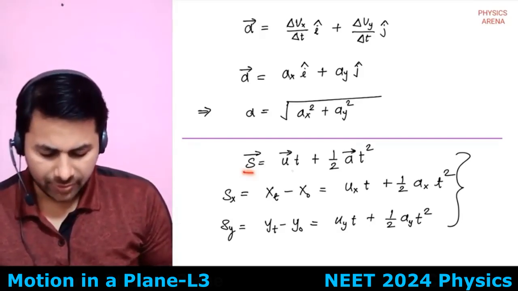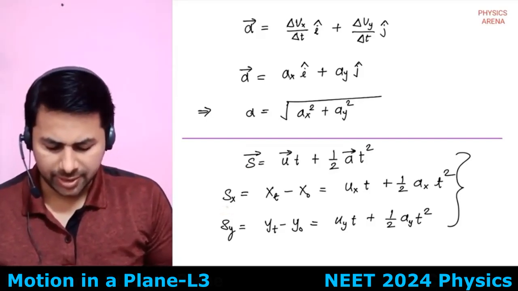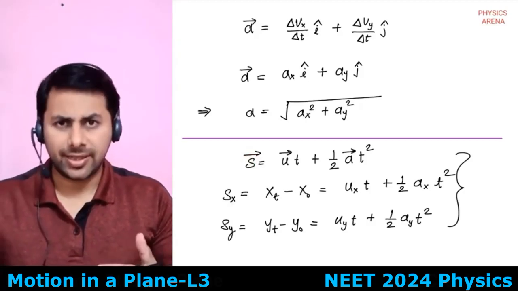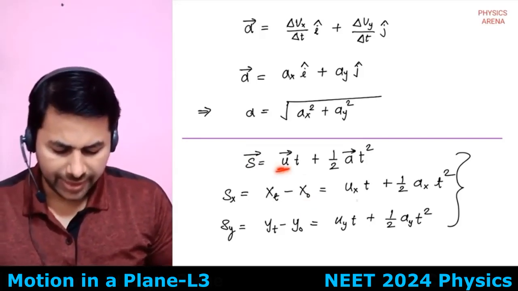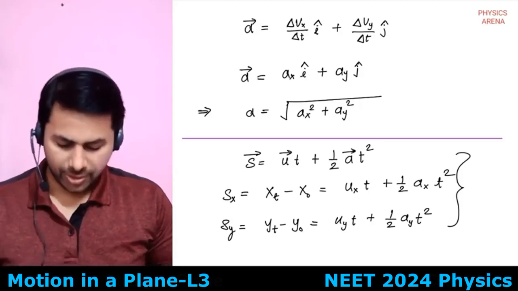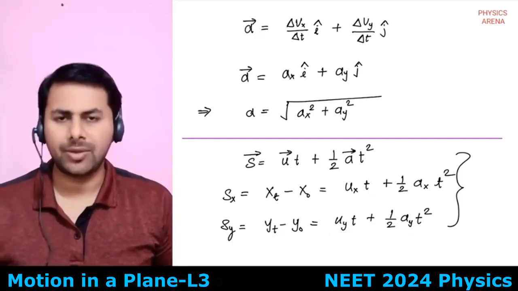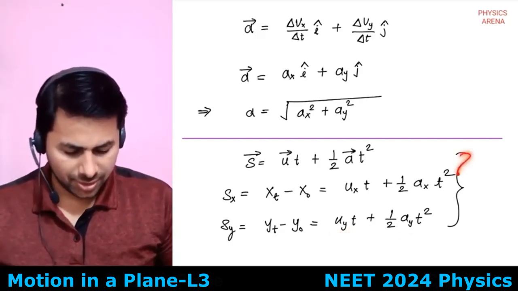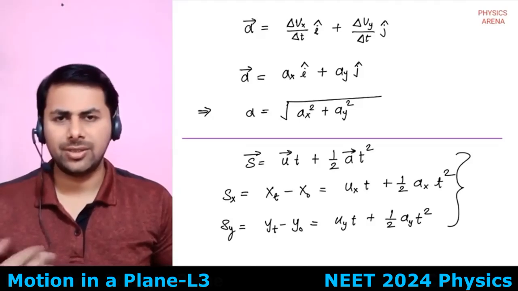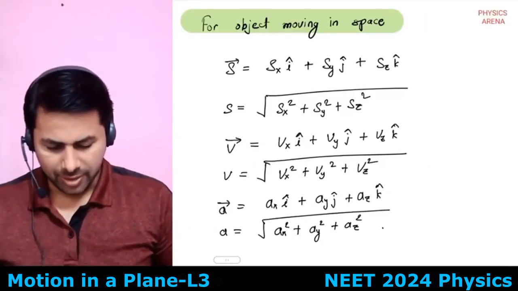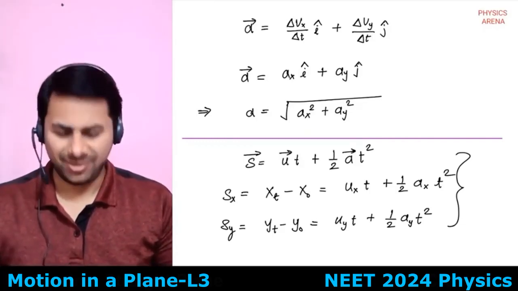Right. So see, this s is equal to ut plus half of at square, its x component can be written as sx. So what is sx? Displacement in x direction. Final x position minus initial x position is equal to ux times t plus half of ax times t square. Similarly, you can write displacement in y direction as uy times t plus half of ay times t square. So this is your kinematic equation of motion. Similarly, you can use the first kinematic equation, third kinematic equation. But it will be applicable only when there is uniform acceleration. Fine.